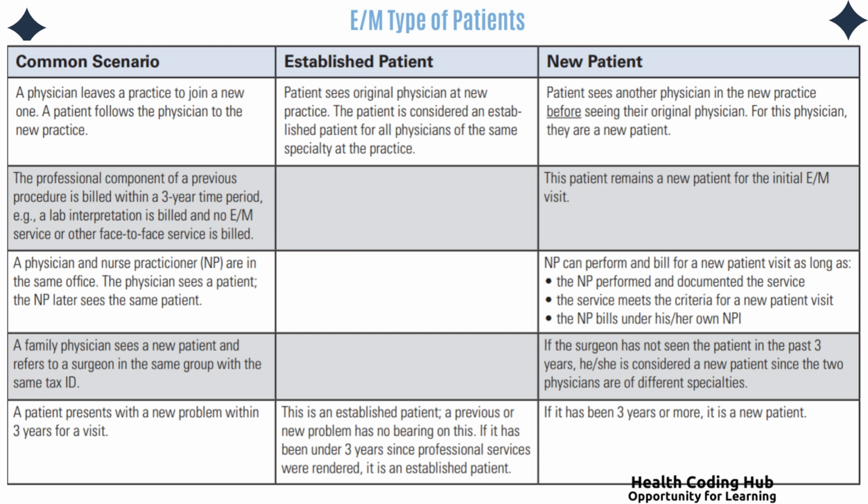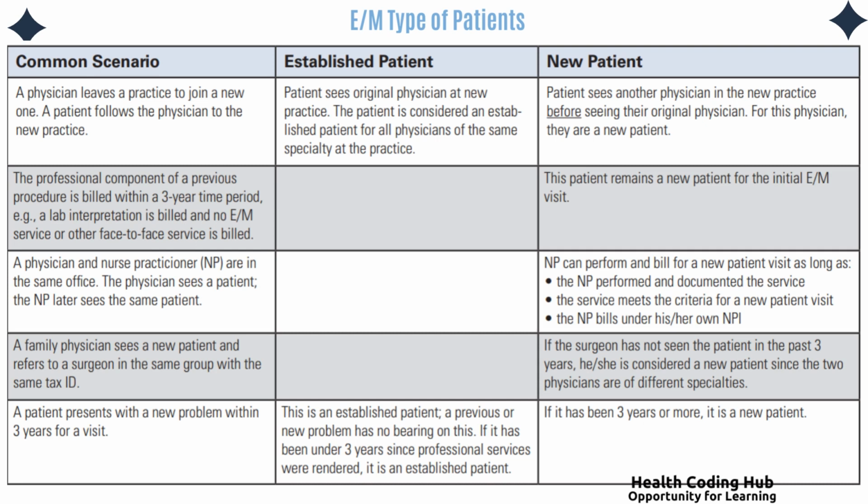Example, lab interpretation is billed and no E&M service or other face-to-face service is billed. So in this scenario, the patient has not received any evaluation and management services, only professional services like lab interpretation, and no E&M service has been billed. So there is no question about the established patient, but the patient who receives any evaluation and management service for the first time, then the second time he will be considered an established patient. But here the patient is not receiving any evaluation and management service, so the patient will be new to this practice.